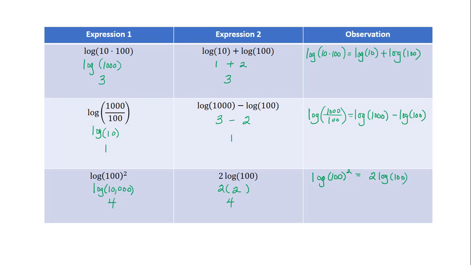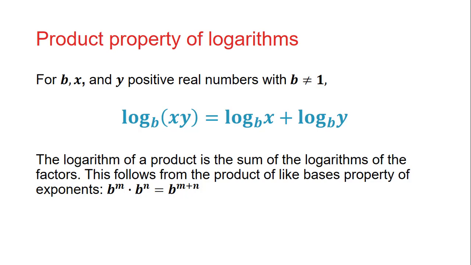So the first property is the product property of logs, and it is for b, x, and y positive real numbers with b not equal to 1, the log to the base b of the product xy is equal to log to the base b of x plus log to the base b of y.